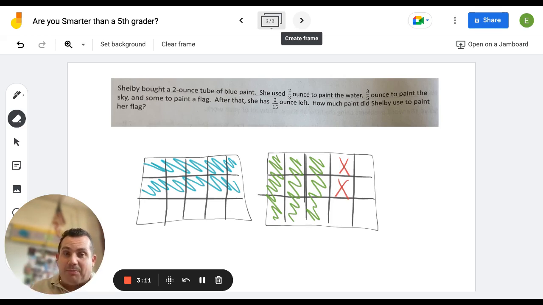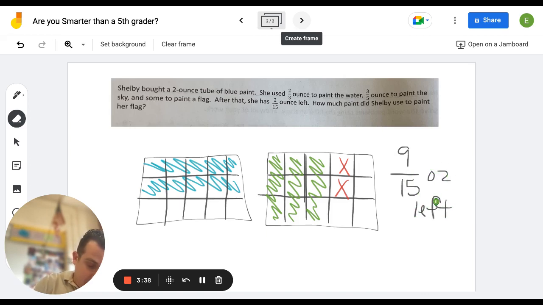So now, how much paint did Shelby use to paint her flag? She's going to use the amount of blue paint that is left. So we can look here and go 1, 2, 3, 4, 5, 6, 7, 8, 9. So that should be 9/15 of an ounce. 9/15 of an ounce left.